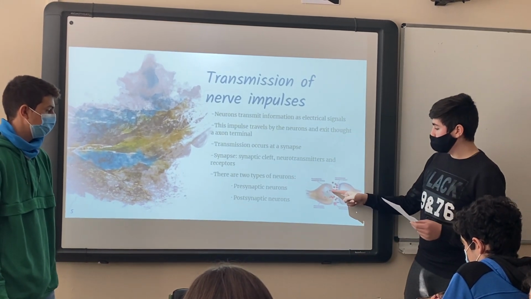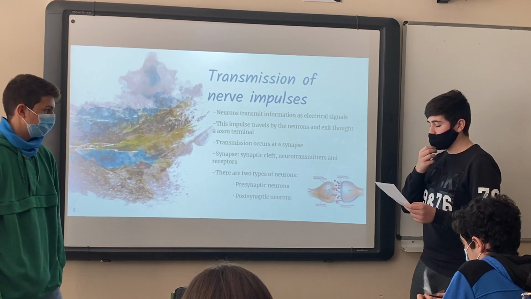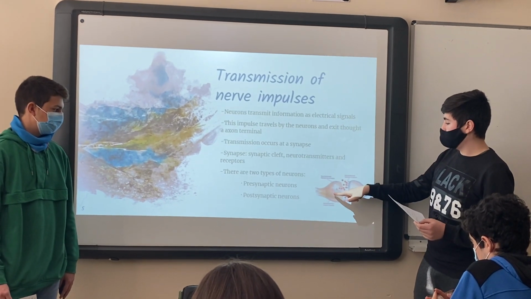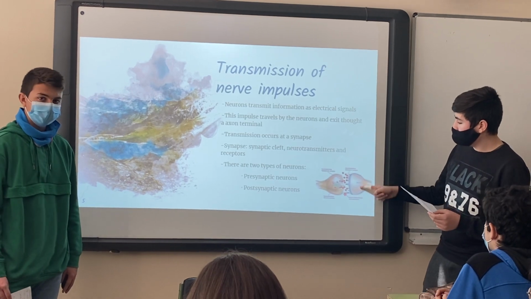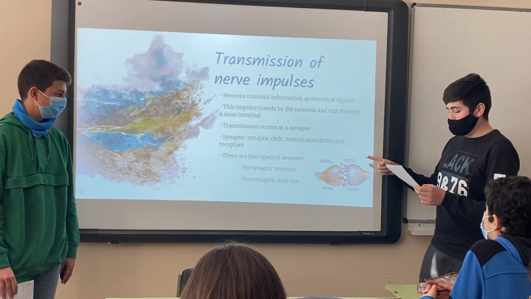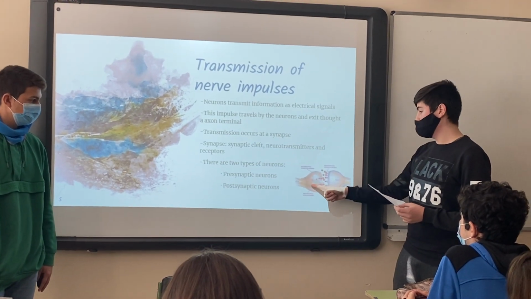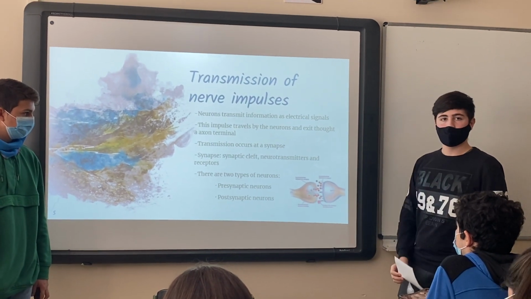These small red balls are called chemical messengers, that are neurotransmitters that go from one neuron to the other. And then in here we have the receptors that receive the information that a neuron sends to the other.